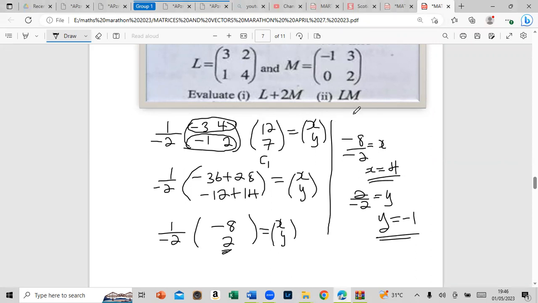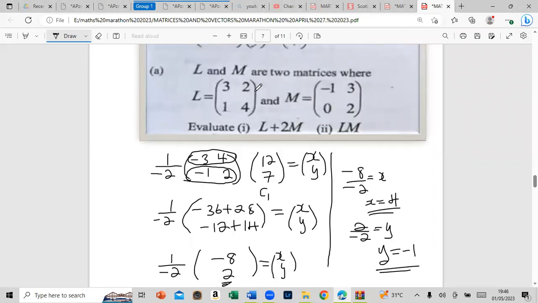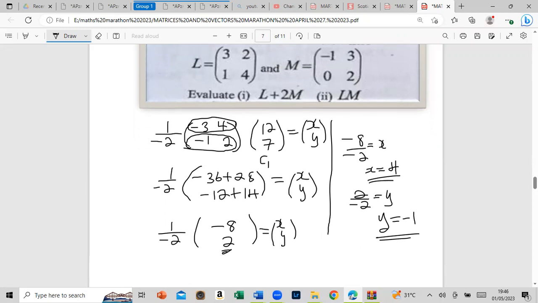All right, the next thing that they asked us to do, they gave us L to be equal to 3214 and M equal -1302, and they asked us to find L plus 2M. So these shouldn't be a great problem in the examination, all right? So we know it's L, that's 3, 2, 1, 4.